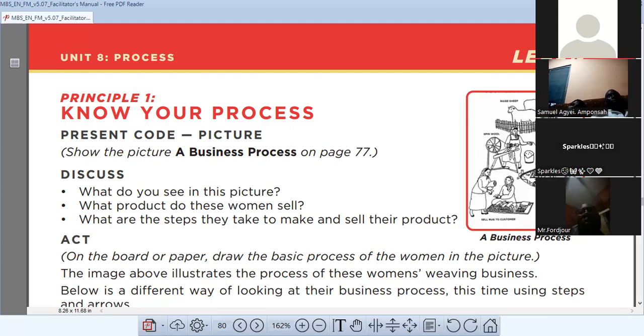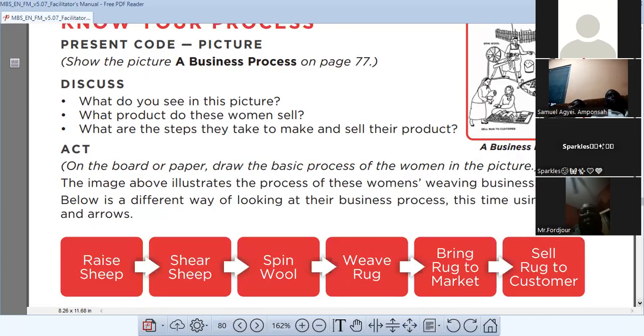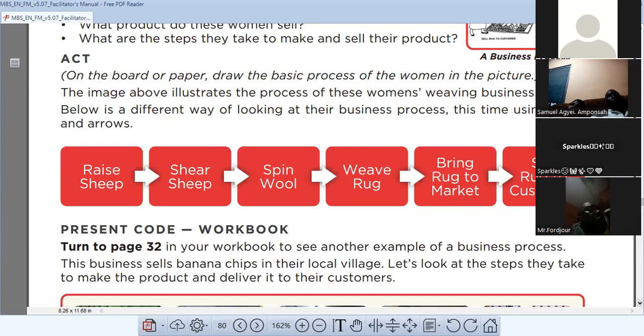So what we're saying is that when you understand your process, you need to find a way that you can make that process cheaper. Okay, so this is what I was talking about, the person who's making rugs. The first thing is that they raise the sheep. Then when the sheep have got that wool, they shear the sheep. Then they take the wool and spin it, and when they spin it, they weave the rugs. Then the next thing is that they bring the rug to the market. And the last thing, they sell the rug to the customer.